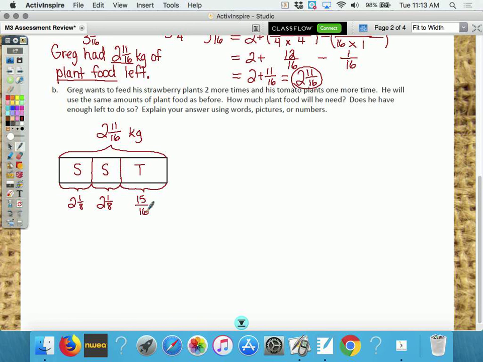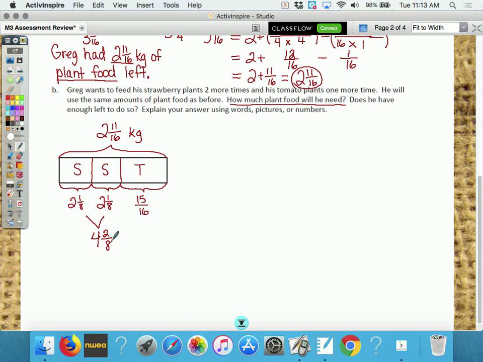Okay, so how am I going to solve this problem? It says, how much plant food will he need? So that's one question. And does he have enough left? Oh, subtract. So when it says how much will he need, we add, okay? Is there any of this I can add in my head before I write it down? Yes, there's a whole number. Okay, so that's going to be 4 and 2/8. Now don't simplify it. Because I'm already looking ahead, I'm going to add it to 16ths, okay?